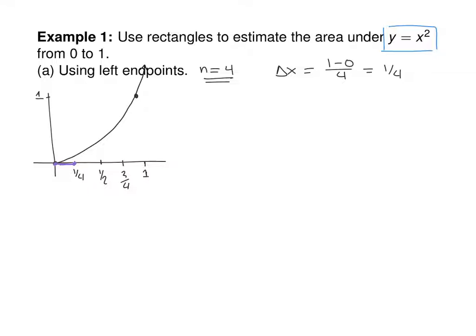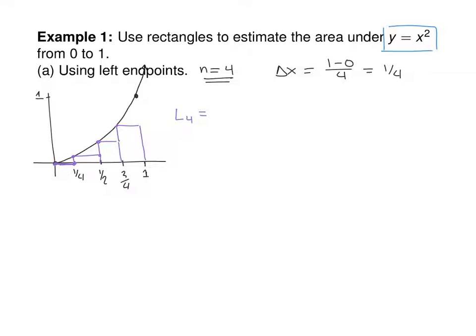The next box, you plug in a quarter. It looks like this. Then you plug in 1/2, and then you plug in 3/4. And I'm pretty sure if your function is increasing, the left endpoints will always be an underestimate. You can think increasing concave up or increasing concave down, and in both cases it is an underestimate. So this is called L4, L for left, and then the subscript 4 tells you how many pieces you did.